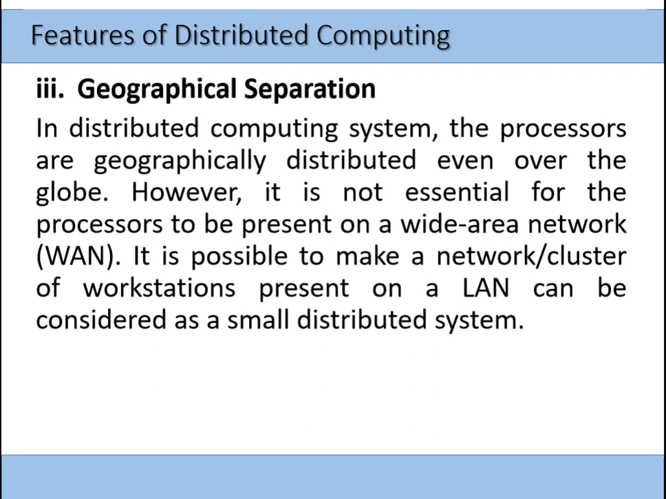So the system may be connected through LAN or WAN, but if the separation is large, like one system is in one place and the other is in some other city or country, it will obviously be connected with WAN, but it is not bound to WAN. So it is possible to make a network cluster of workstations on a LAN, which can be considered a small distributed system.